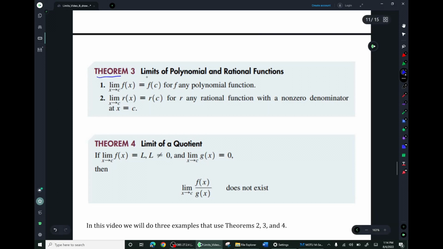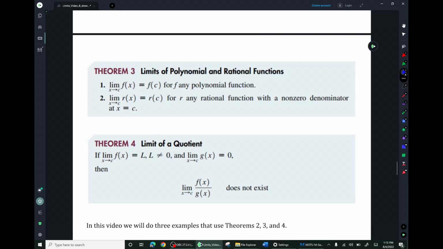It's more properties of limits. It's about limits of polynomial functions and rational functions. It says this: for a polynomial function f, the limit as x approaches c of f of x equals f of c. So that gives us a way of computing the limit easily for a polynomial function. If we want to compute the limit, we just simply compute the y value and they'll match.